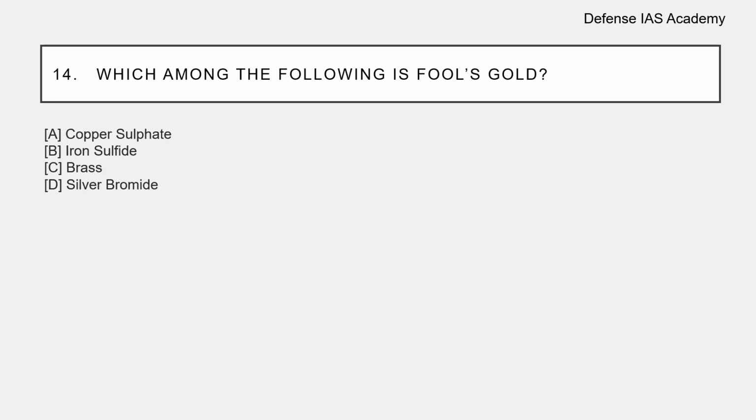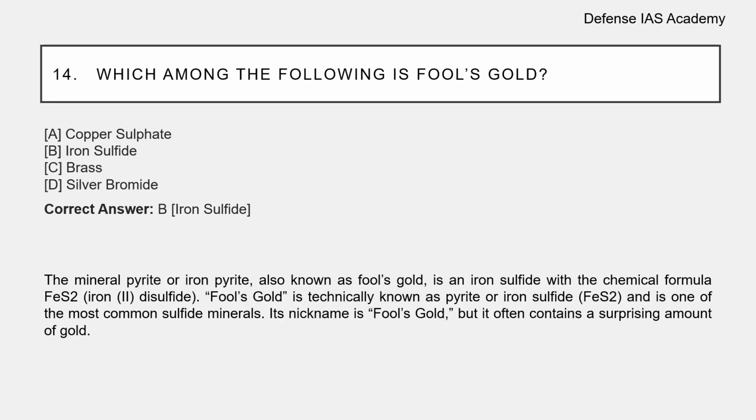Question number 14. Which among the following is called fool's gold? Options are option A copper sulfate, option B iron sulfide, option C brass, option D silver bromide. The correct answer is option B iron sulfide. The mineral pyrite or iron pyrite, also known as fool's gold, is an iron sulfide with the chemical formula FeS2. It is one of the most common sulfide materials. Its nickname is fool's gold, but it often contains a surprising amount of gold.